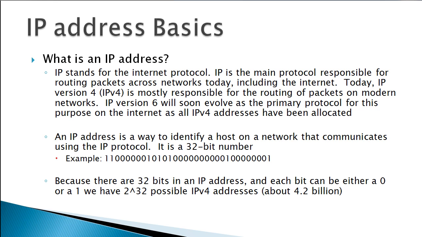So for example, this big long bit string that you see right here, that could be an IP address. That's a 32-bit number. So that's all that it is at the lowest level. Now, because there's 32 bits in an IP address, and each bit can have two possible values, that means we can have 2 to the 32nd power possible addresses, or about 4.2 billion.